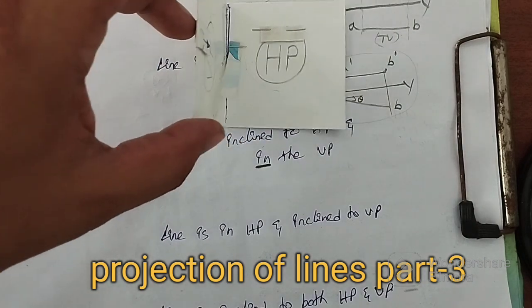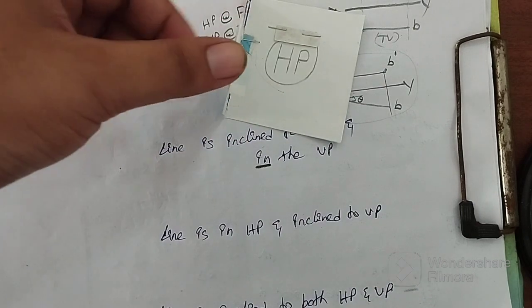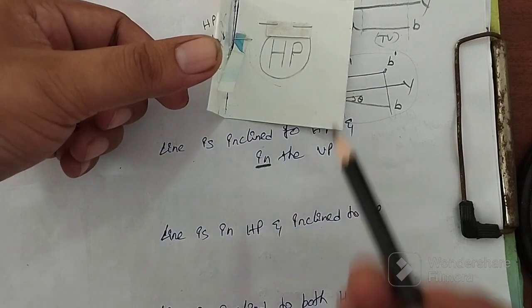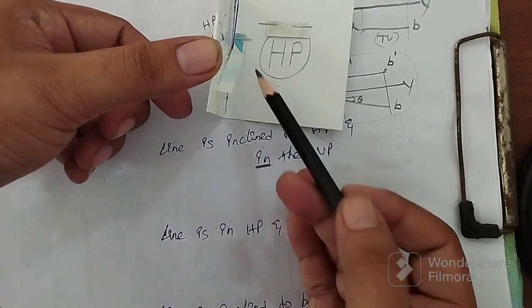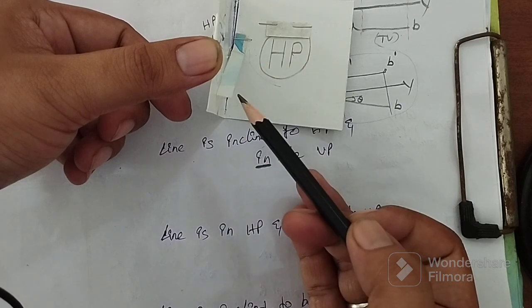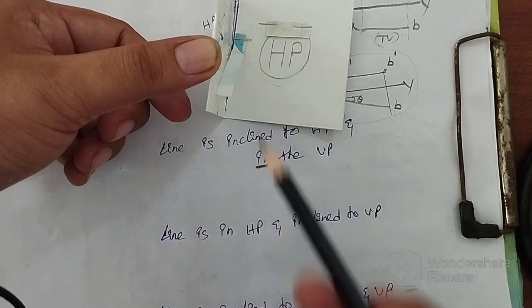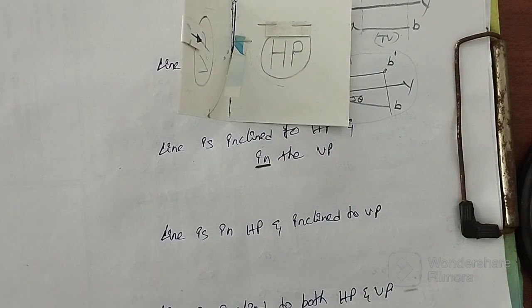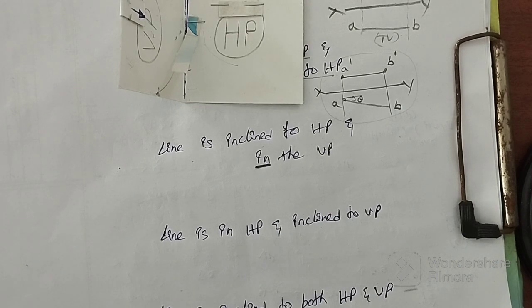It's in the origin. Now, if you look from front view, the whole line length is visible. Front view, the whole length of the line is visible. Okay, and even from top view, the whole length is visible. So how to draw this, that is, line is inclined to HP and in the VP?